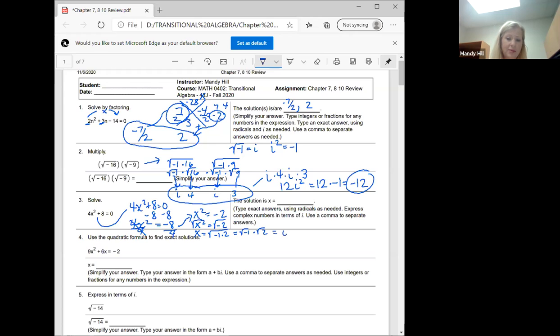So we could write this as plus or minus. Remember, you always have a positive and a negative. i square root of 2. Okay, plus or minus i square root of 2.